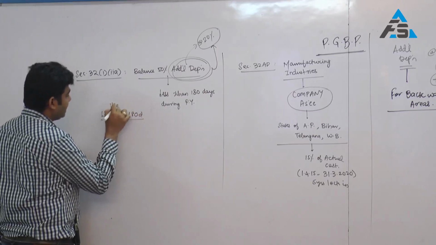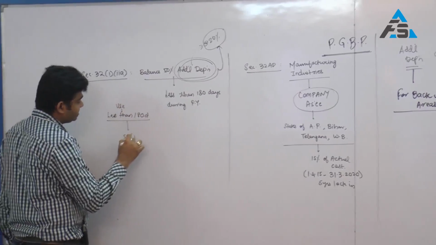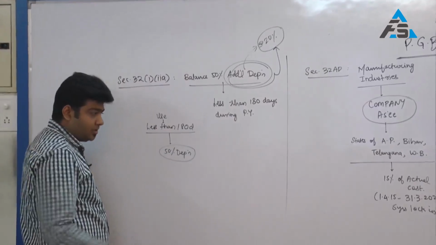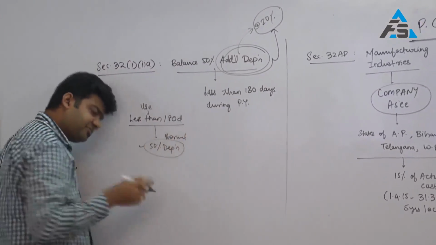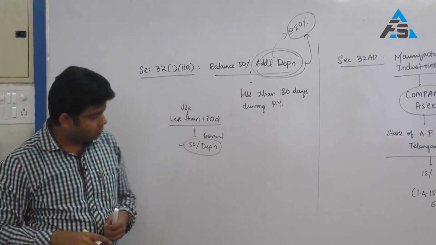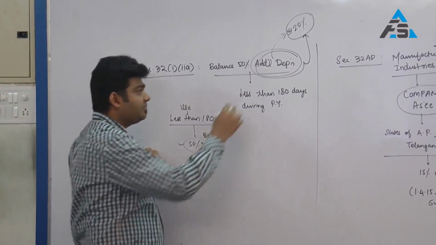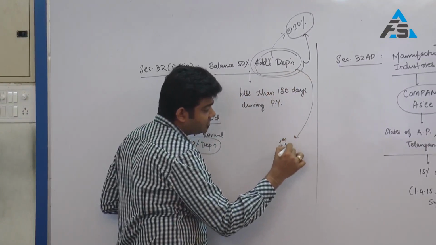So use less than 180 days. In such cases, 50% depreciation is provided and the other part is then taken forward. This I am talking of is the normal depreciation. So normal depreciation 50% is in the current year. The remaining depreciation you can still take for the remaining life of the asset. As far as additional depreciation is concerned, it is allowable only in the first year.